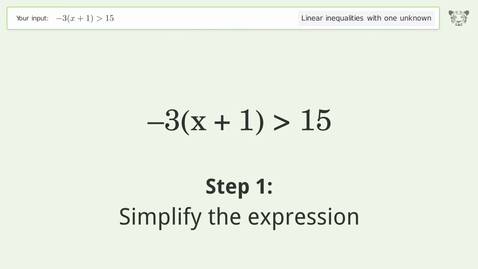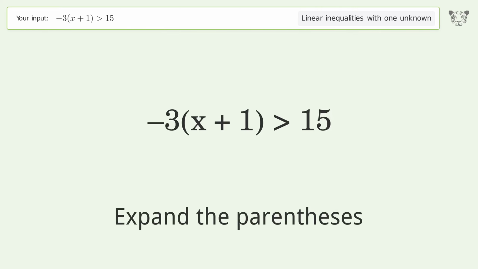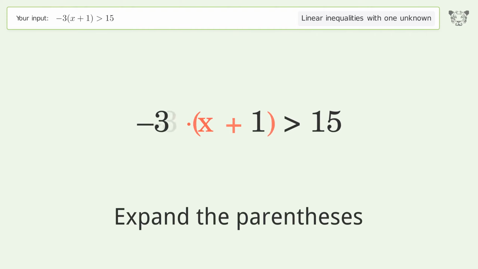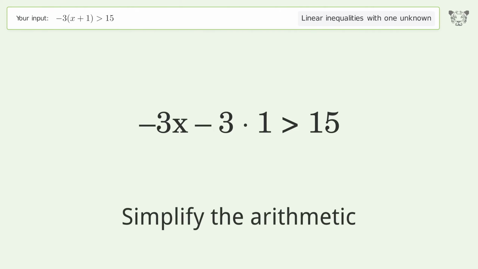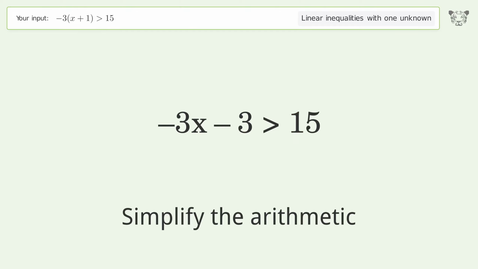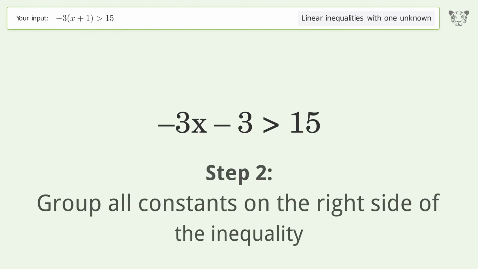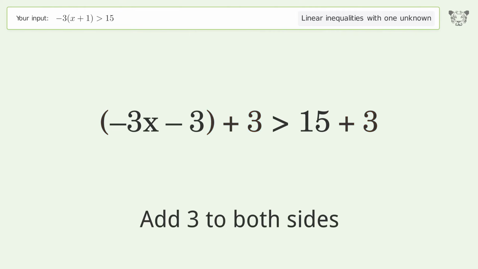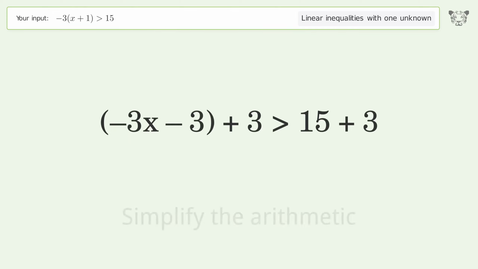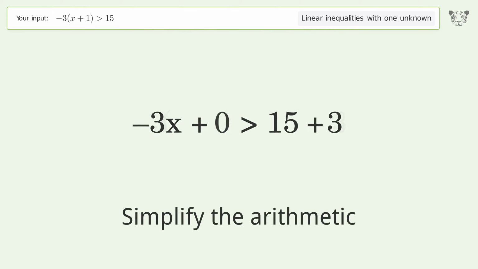Simplify the expression. Expand the parentheses. Simplify the arithmetic. Group all constants on the right side of the inequality. Add 3 to both sides. Simplify the arithmetic.